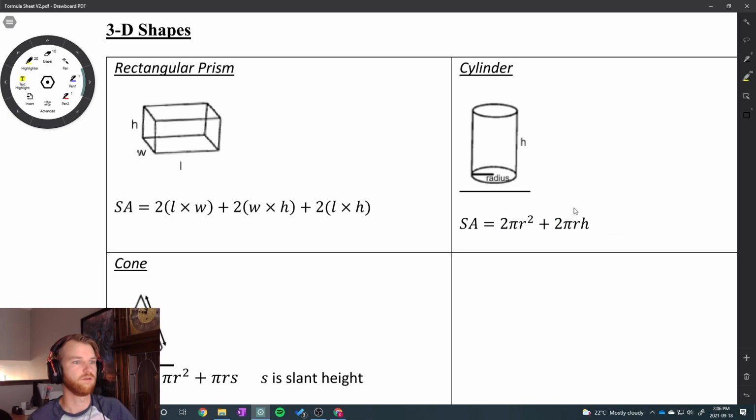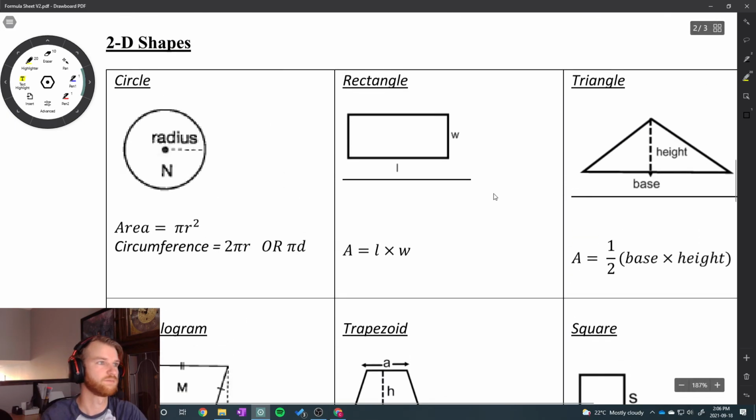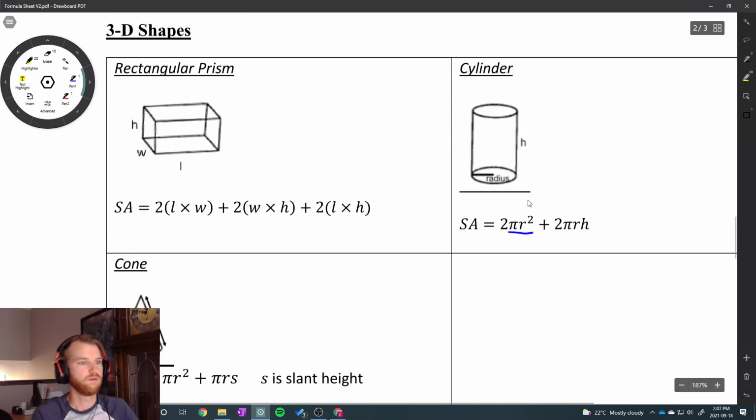You'll notice that this pi r squared is the equation for the area of a circle. The area of a circle is pi r squared. Here it has 2 pi r squared. What this is talking about is the area of the top circle and the area of the bottom circle here. So we've got 2 circles, and that's where this part of the equation is coming from.